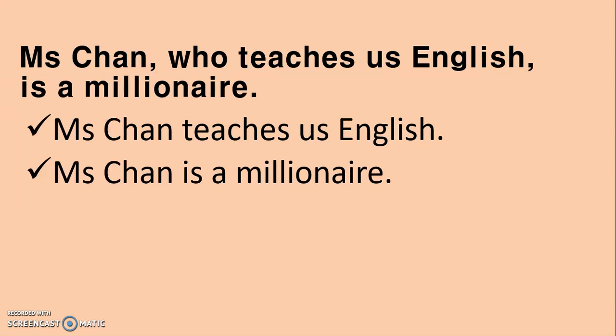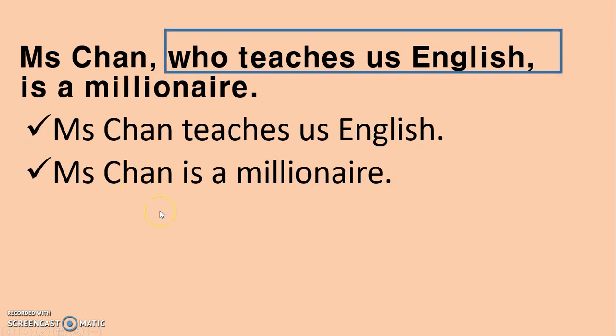Again, this sentence can be separated into 2 shorter sentences. Miss Chan teaches us English, and also Miss Chan is a millionaire. Even if we separate these longer sentences into 2, I still have 2 sentences with complete meaning. And because we have the name Miss Chan here, I think we are quite sure which Miss Chan we are talking about, which teacher we are talking about, because we have the name as well.